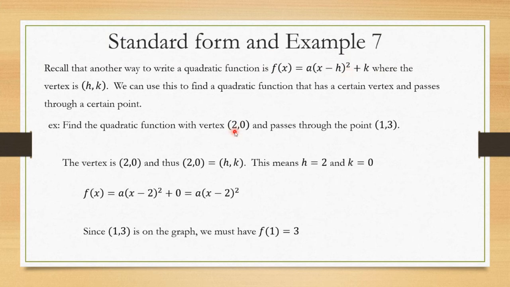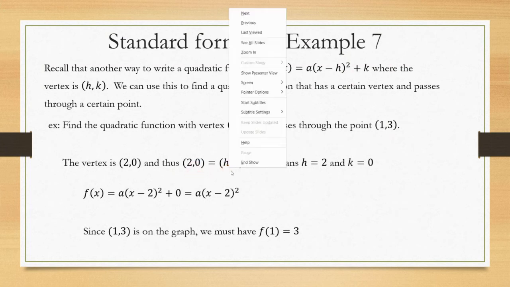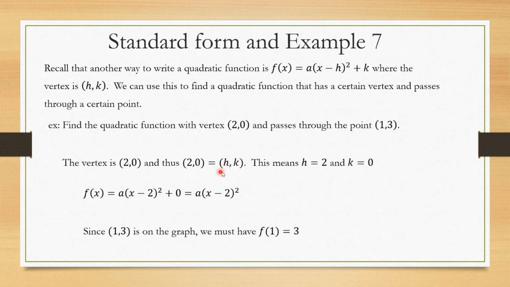Namely, since the vertex is (2, 0) in this case, and let's say the point that it passes through is (1, 3). Okay, well, if the vertex is (2, 0), that means the point (2, 0) has to equal the point (h, k). And remember, if two points are equal, their coordinates have to be the same. So the x coordinates are the same. In other words, 2 equals h, which means h equals 2, and 0 equals k, so k is 0. So this quadratic function is going to look like this, as you can see.